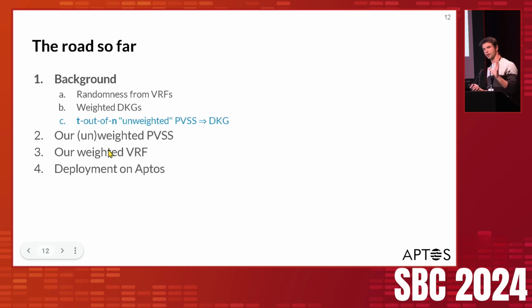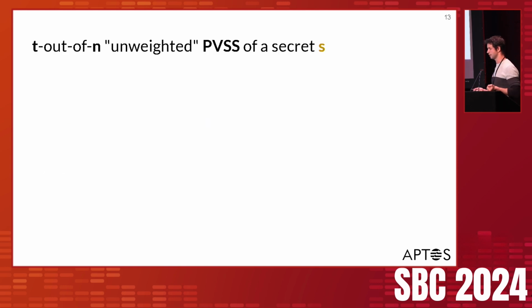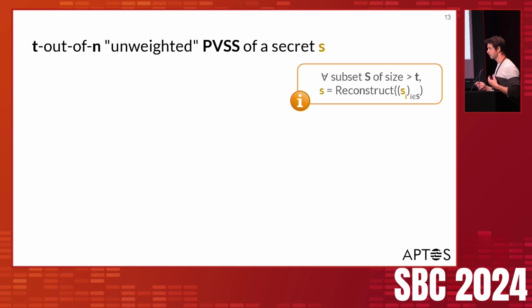Good, so now that we know how to get randomness from weighted VRFs and from weighted DKG, let's talk about DKGs. And for now, I'm going to stick to the unweighted setting. I'll describe later how to actually weight the DKG. So I'm going to describe to you how to get an unweighted DKG from an unweighted PVSS. So here we're talking about a T out of N unweighted publicly verifiable secret sharing of some secret S. So what is this? It's just a scheme that gives everyone shares of S such that any subset of size greater than T can reconstruct S from their shares.